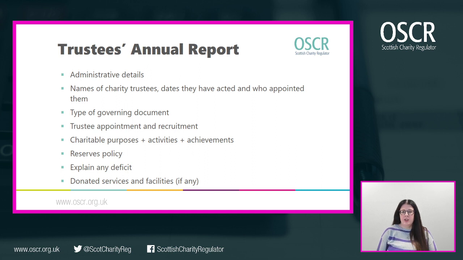Following that, you need to explain the reserves policy that the charity has. This is money that the charity ideally should have in reserve in case something happens that means the charity experiences perhaps a decline in its ongoing funding. How is the charity going to keep going short term, pending perhaps the securing of new funding?